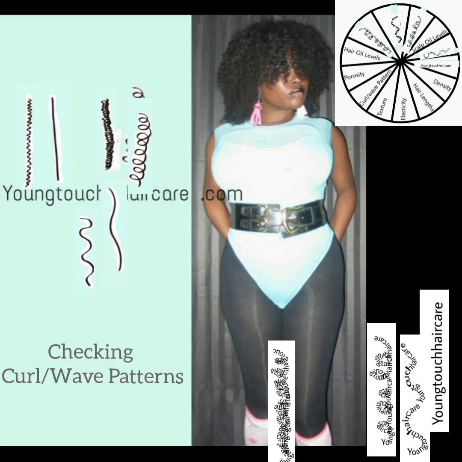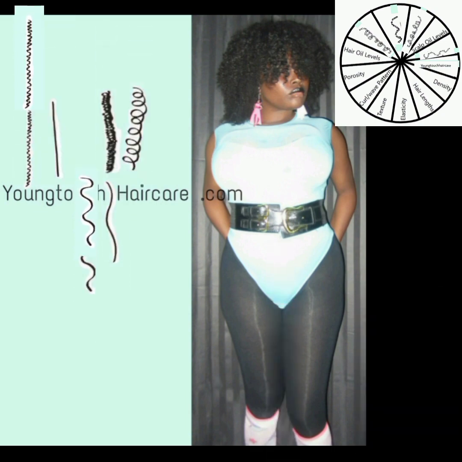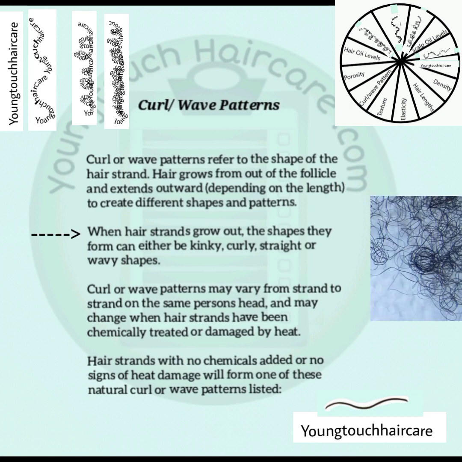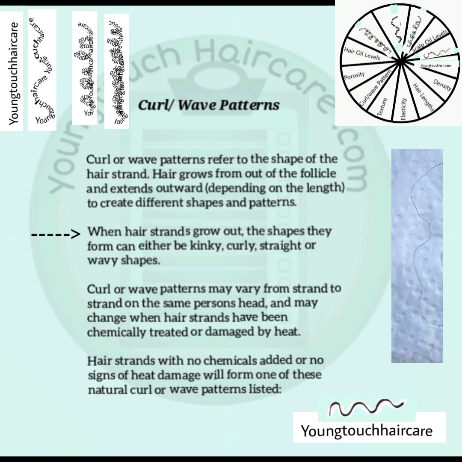Checking curl or wave patterns. Curl or wave patterns refer to the shape of the hair strand. Hair grows out of the follicle and extends outward, depending on the length, to create different shapes and patterns. When hair strands grow out, the shapes they form can either be kinky, curly, straight, or wavy shapes.